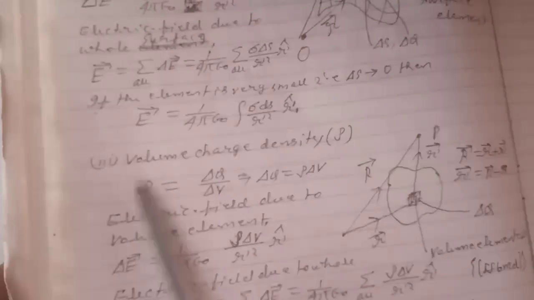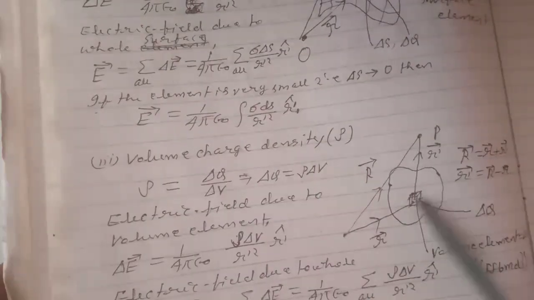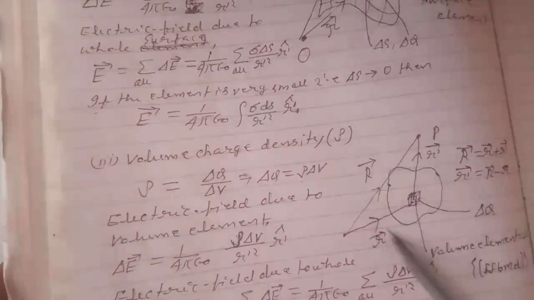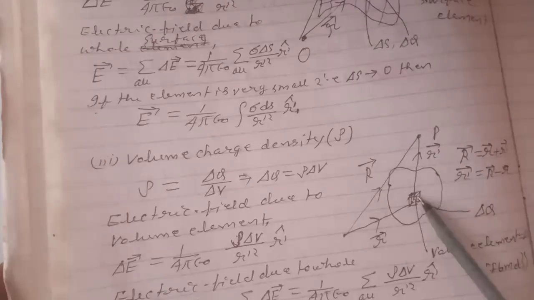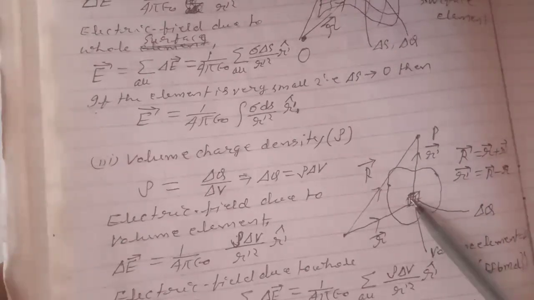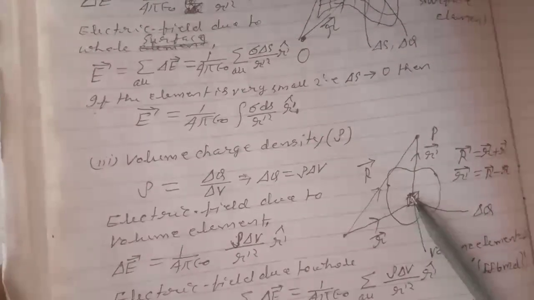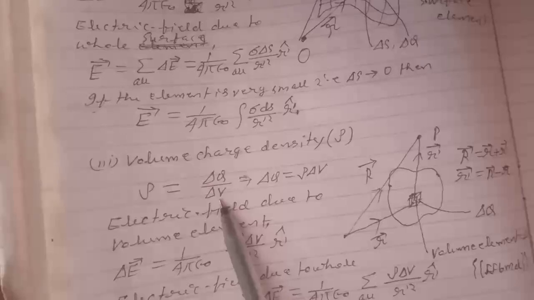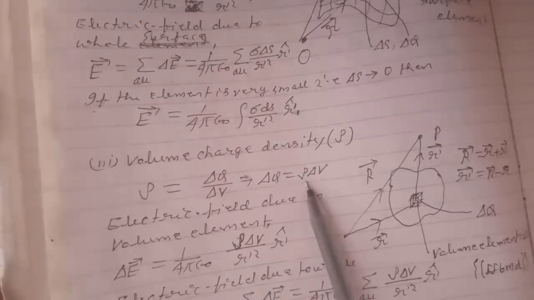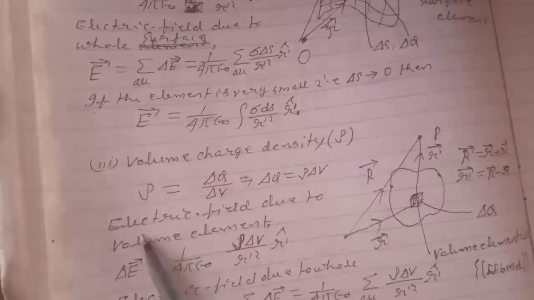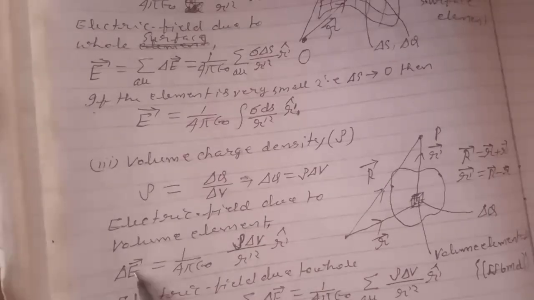Similarly, we can consider volume charge density rho. This is a volumetric body, and we have taken a small volume in this body, whose volume is delta V, and on this, the charge is delta Q distributed all over the volume. So we can write rho equal to delta Q by delta V, or delta Q equal to rho into delta V. So the electric field due to this volume element will be delta E equal to 1 by 4 pi epsilon naught rho into delta V by r dash square into r dash cap.